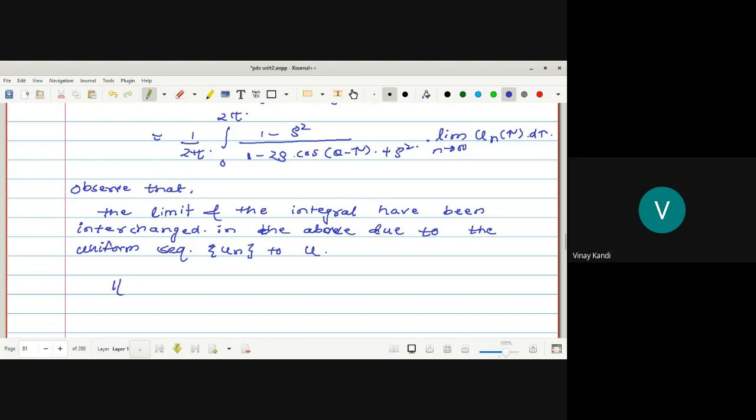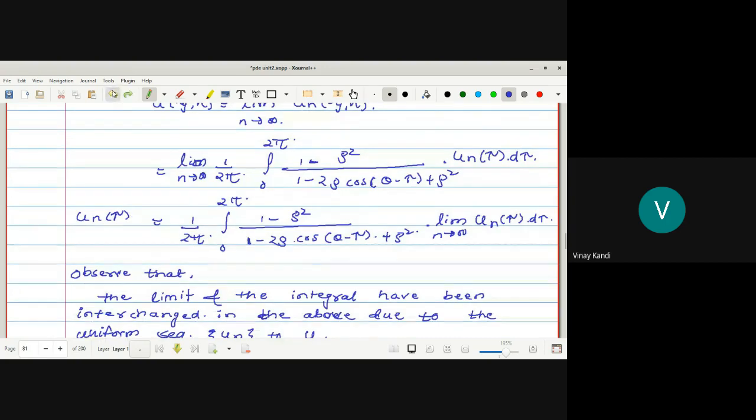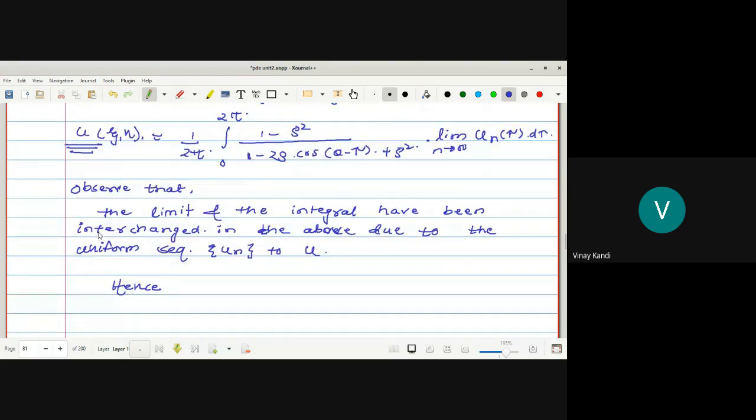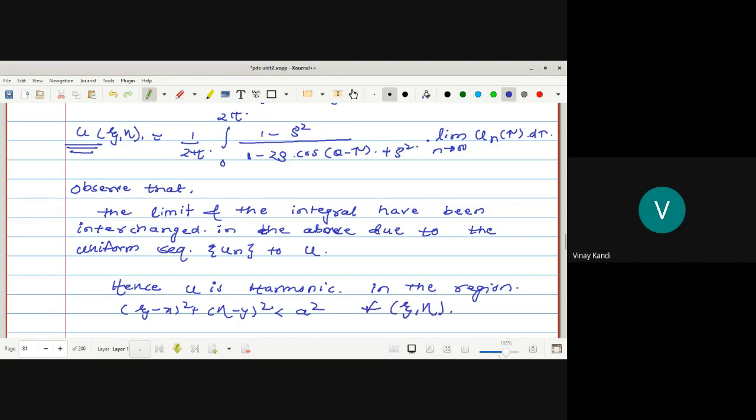So hence, u of zeta. But what is this one? From this equation, we get u is harmonic in the region. Which region? Hence, u is harmonic. Okay, u is harmonic in the region xi minus x bracket square plus eta minus y bracket square is less than a square for all xi and eta.